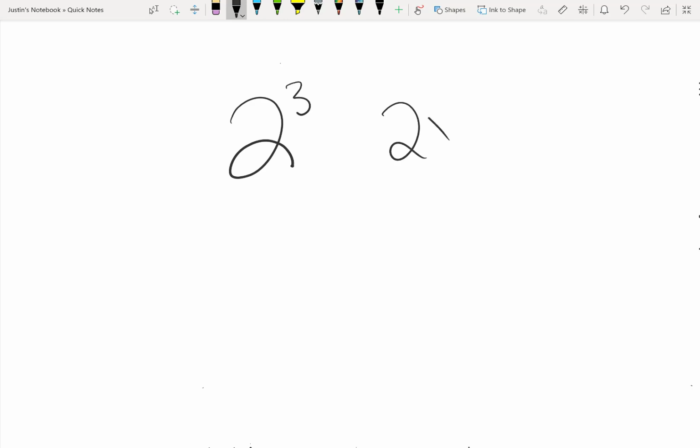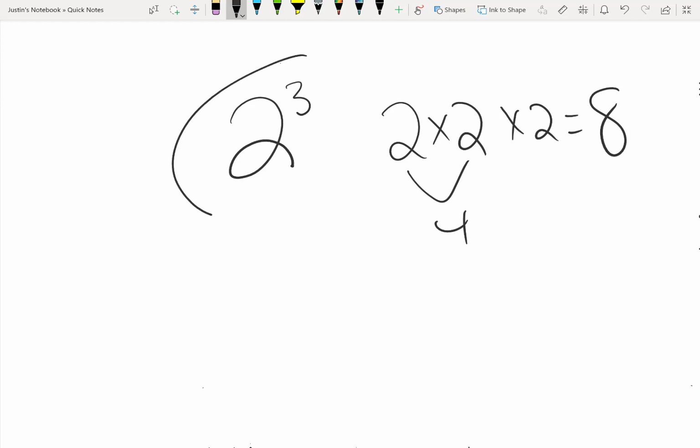Because 2 times 2, once again, is 4, times 2 is 8. So 2 to the third power is 8. So really all you're doing is exponents, and you're going to be going just in order. 2 to the third power. 5 is 2 to the fourth power.